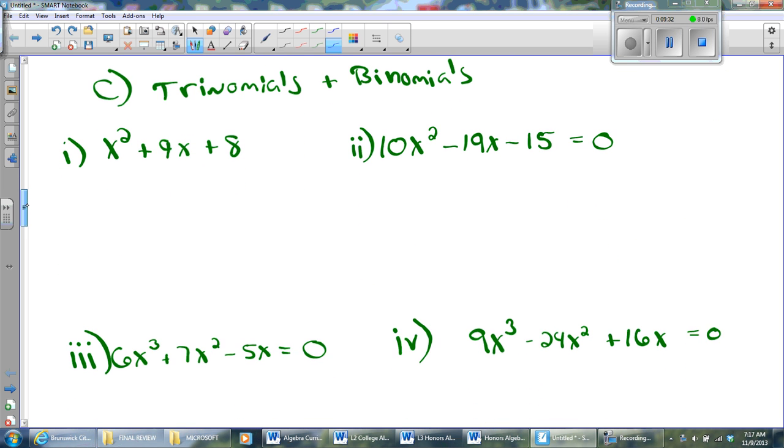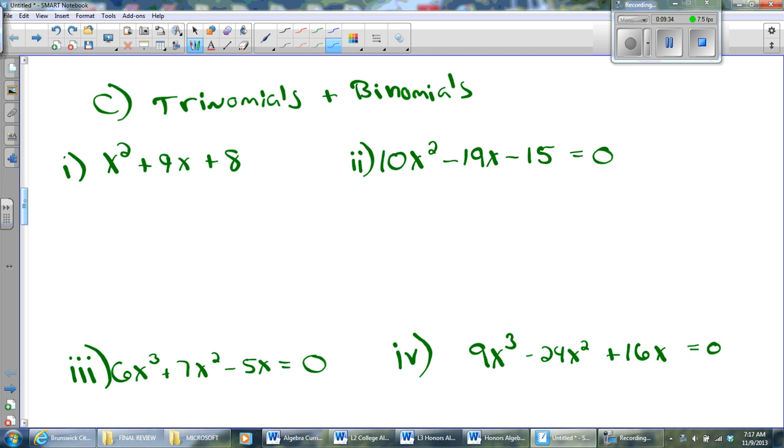Okay, so here's trinomials and binomials, and sometimes we're going to be solving them. And so I'm going to do problem number 1, or better yet, pause the video and try to do problems 1, 2, 3, and 4. See if you can do them and then unpause the video. You've got to constantly be challenging yourself.